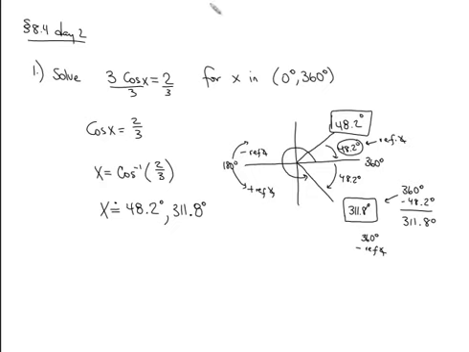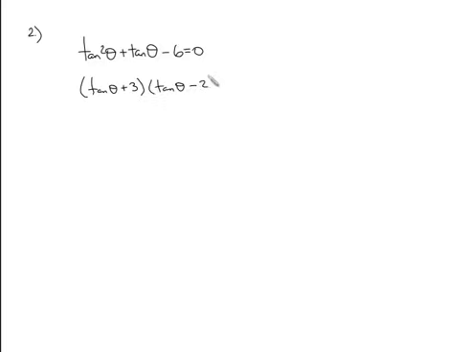Let's take a look at our second example today. It says tangent squared theta plus tangent theta minus 6 is equal to 0. So this is going to factor into tangent of theta plus 3 and tangent of theta minus 2, just like t squared plus t minus 6 would be t plus 3 times t minus 2. It's the same idea. We're just using tangent of theta instead of t.